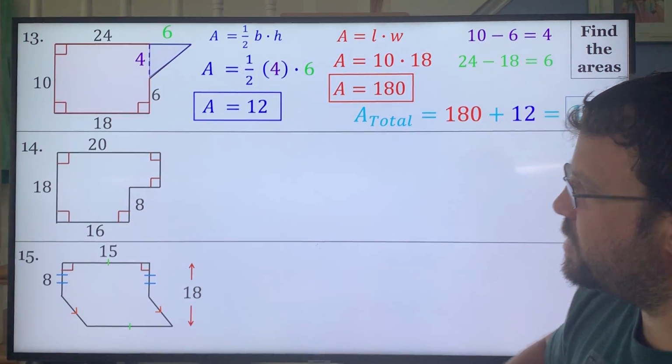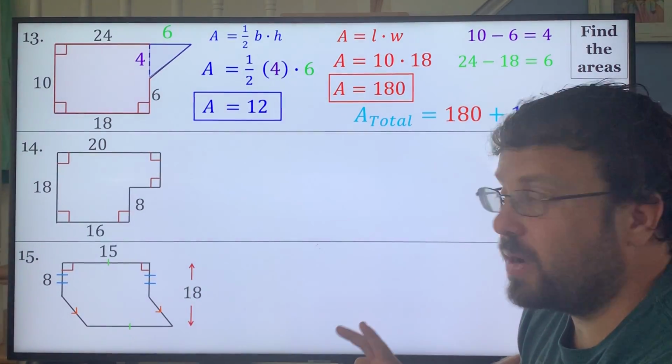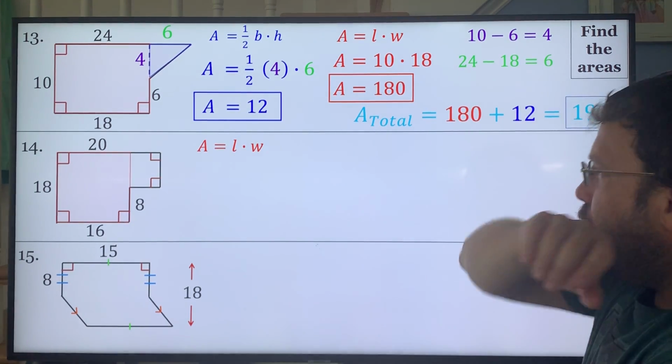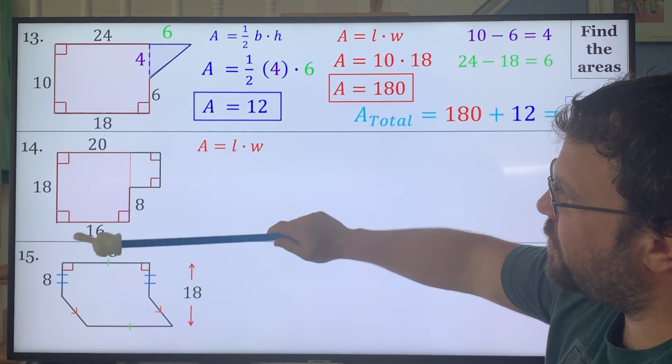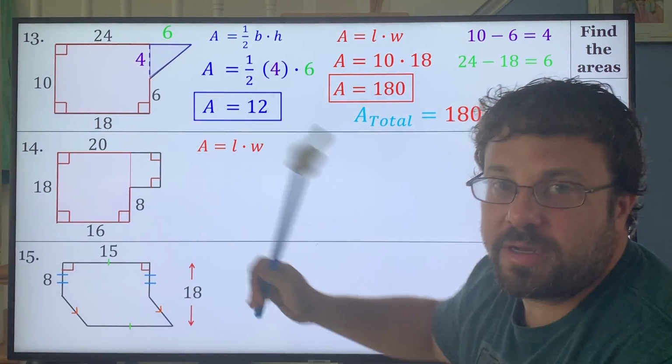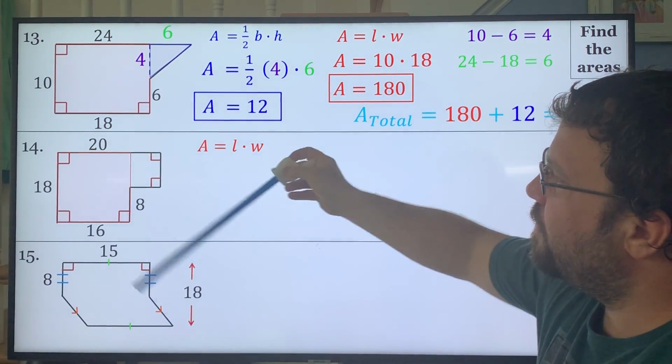All right, let's start with 14. You could have done this 2 ways. I'm just going to show you one. You're going to make 2 rectangles here. So I cut this the same way. You could have cut it horizontally here too and got the same answer. So let's just see this though.